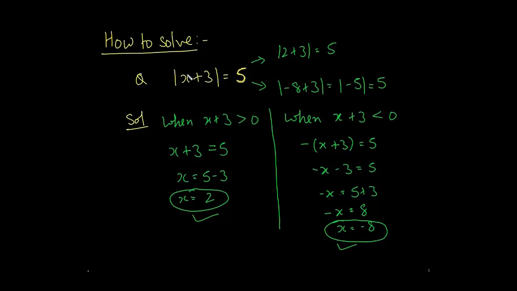So this is what you have to keep in mind about an absolute value: that this x can refer to two values instead of just one value.